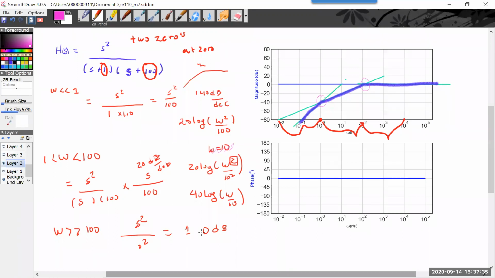Oh, this? I'm not quite sure what that one is doing there. Sorry about that. S squared over S squared equals 1. That's 0, right, which leads to 0 dB. I could have said 1, and then that's 0 dB, but it might have been confusing where it looks like I'm saying 10 dB. That's fine.